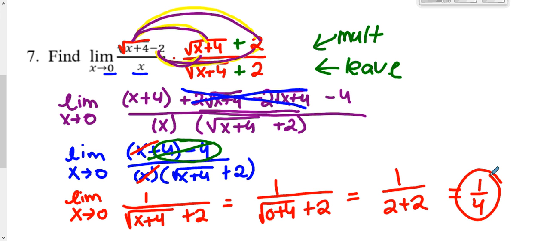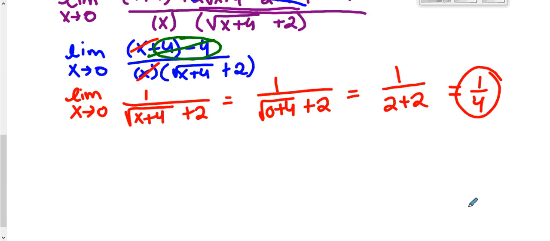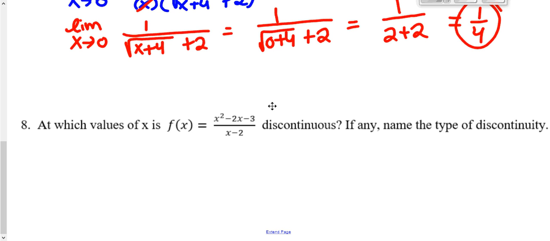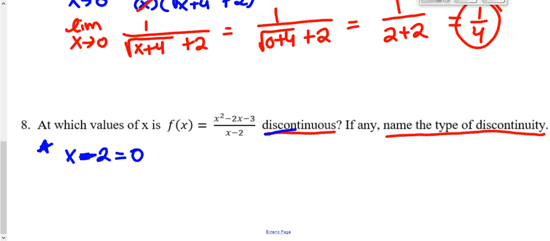Then, looking at number 8, number 8 says, at which values of x is f of x discontinuous? If any, name the type of discontinuity. So 2 parts. Let's find if it's discontinuous. Well, in this problem, this is a rational problem, has a top and a bottom. Whenever the bottom is equal to 0, x minus 2 equal to 0, that's a problem. If we can solve this equation, we have somewhere where it is discontinuous. So we add 2 to both sides, and x equals 2.